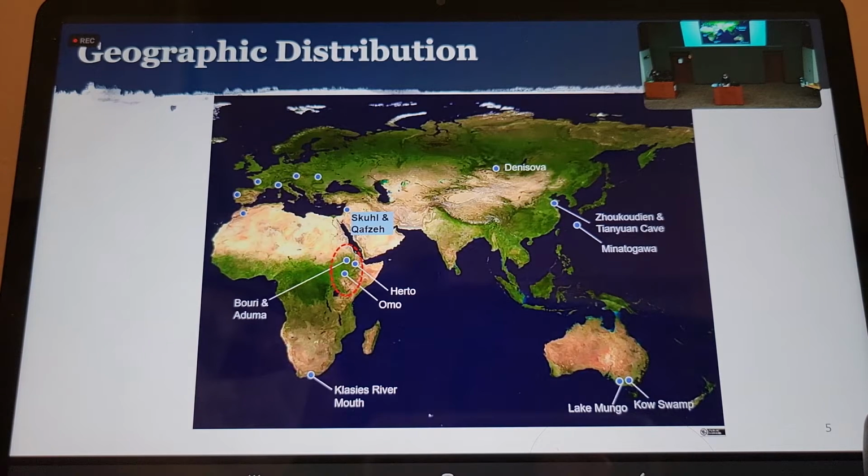Herto in Ethiopia, Omo in Kenya, and then Buri and Aduma also in Ethiopia. We also have fairly early evidence from about 100,000 years ago at Klasies River Mouth, the cave site in South Africa. Next, we have evidence in what area we call the Levant, or often the Middle East, sites from Israel and Jordan. Then we have sites from Australia.